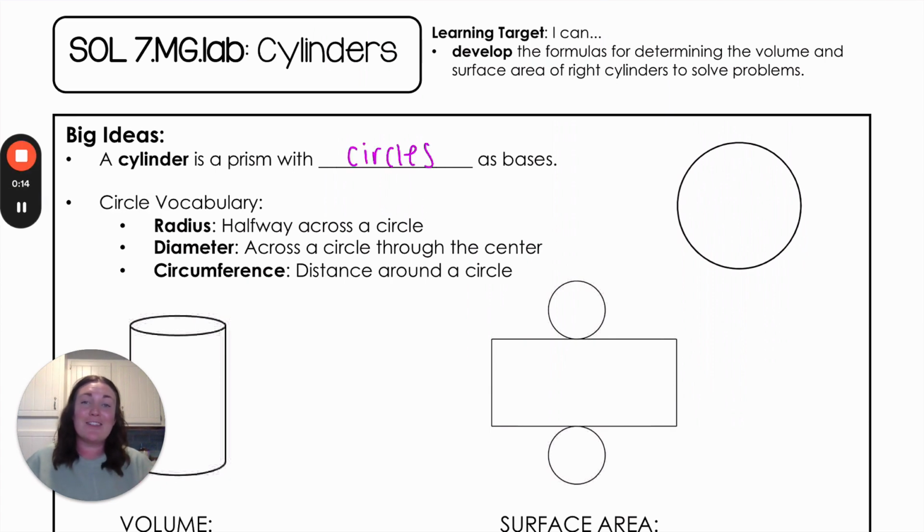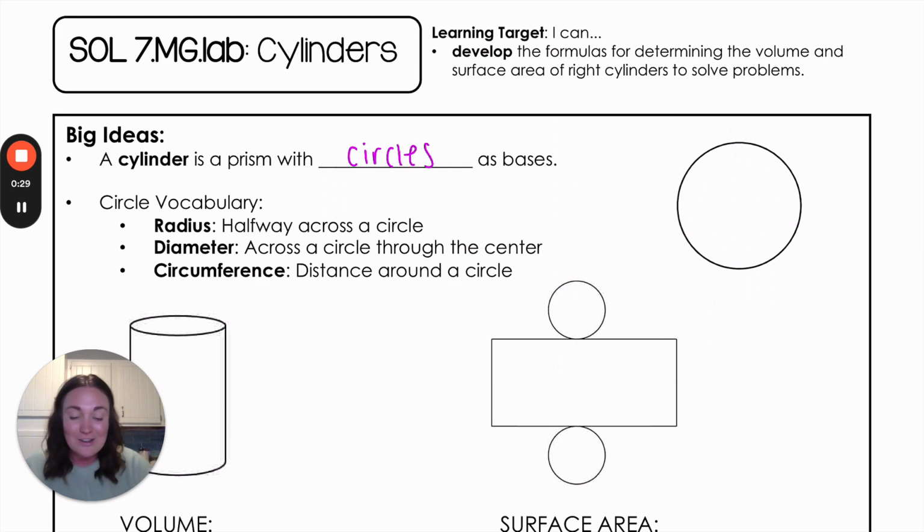We see cylinders all the time in soup cans, Pringles cans, big things of Lysol or Clorox wipes, our cleaning supplies, toilet paper, paper towel. Anytime that you've got those two circles as bases in that 3D shape, we are talking about a cylinder.